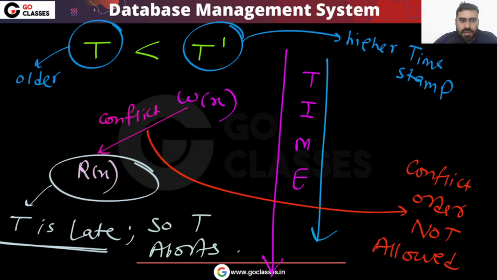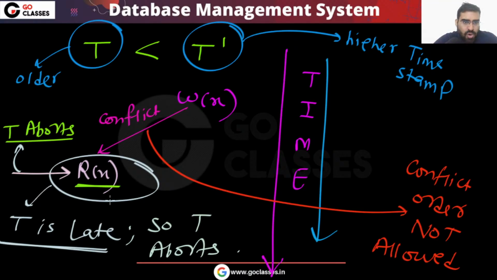Very simple. Okay, so because this operation is already done. Remember, this operation is already over. Now, when this operation happens, then here T will abort. Tell me, will this operation happen? T is aborting. I am asking a simple question. Will this operation happen?